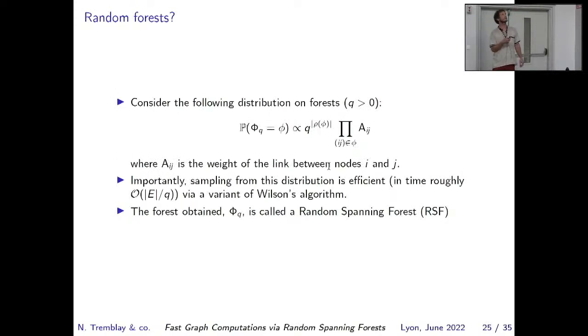And I consider the following distribution on forests. Why this distribution? This is very closely related to the uniform spanning tree distribution. I'm not going to explain exactly why, but it is very closely related to USTs. So the distribution is the following. Phi sub q here is my random variable, and it equals phi with a probability that is proportional to this product of weights of the edges that are in the forest times q to the power the number of roots in the forest.